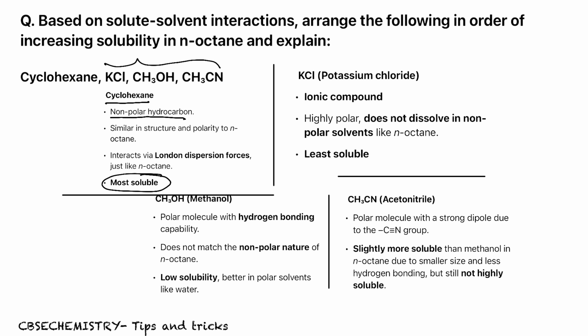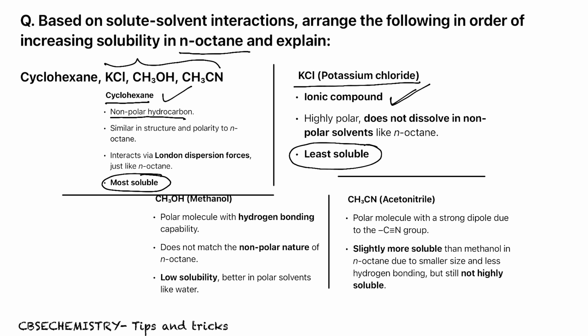Yes, of course, KCl is there, right? KCl is a pure ionic compound. Definitely the polarity will be very high. If the polarity is very high, then the solubility will be very, very less. So most soluble is cyclohexane and least soluble is KCl due to its very high polarity. As the polarity of the solute increases, its solubility in a non-polar solvent decreases. Remember, octane is a non-polar solvent.